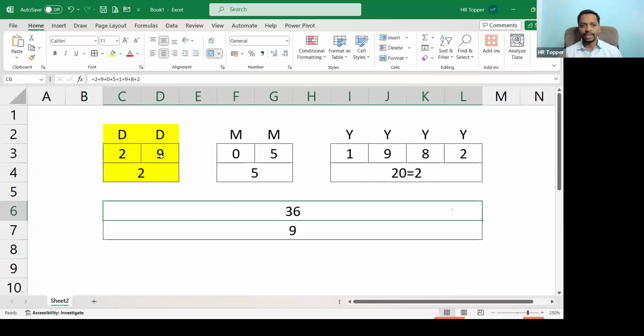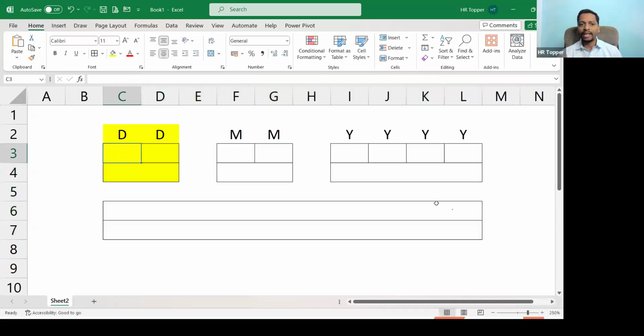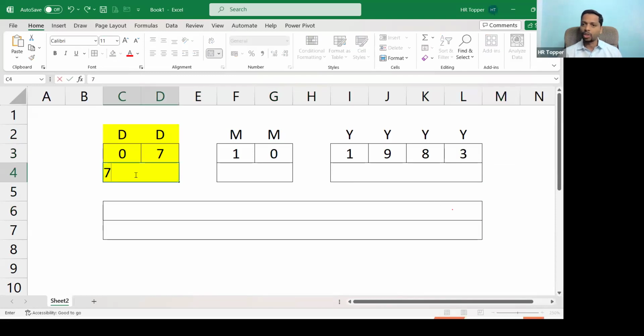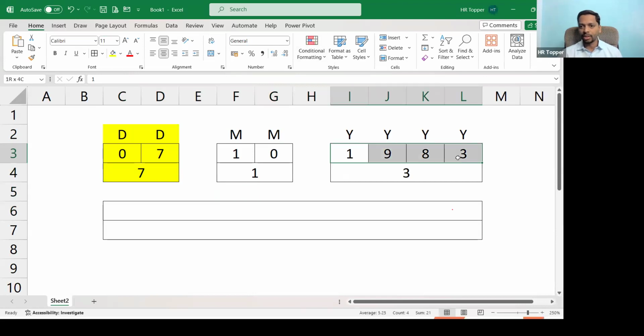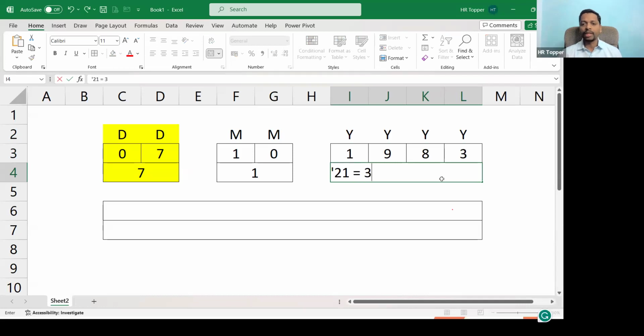Easy? I'll give you one more example. So please look, I'll take my date of birth. My date of birth is 07 10 1983. So it will be 0 plus 7 is 7, 1 plus 0 is 1, and 1 plus 9 is 10, 18, 21. So 21 becomes 3. This total is 21, and then it equals 3.